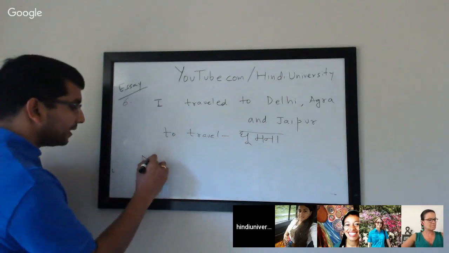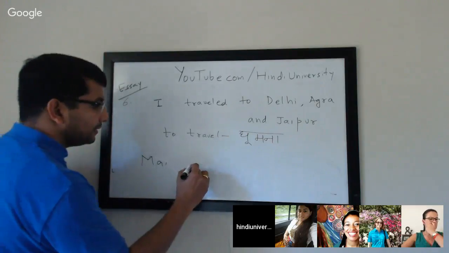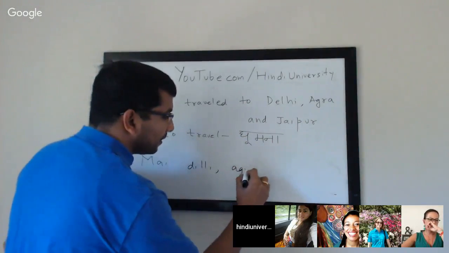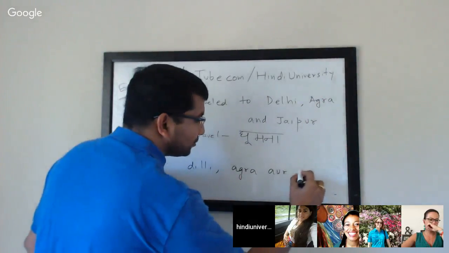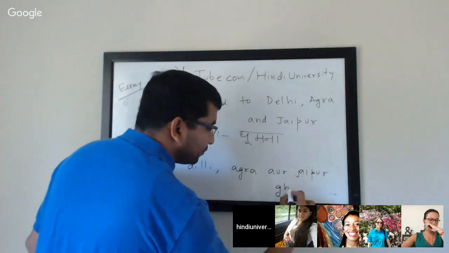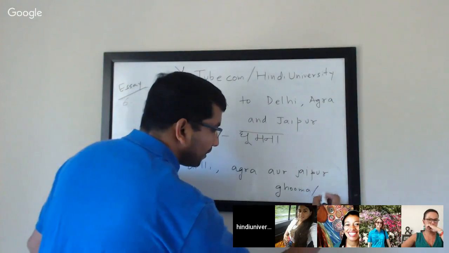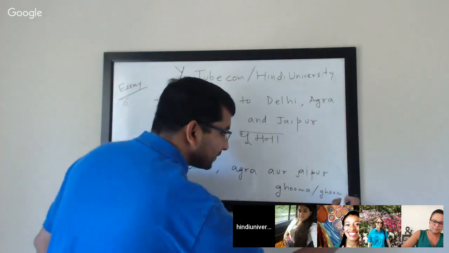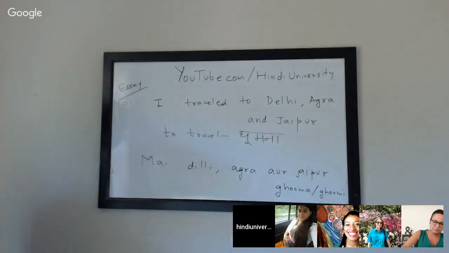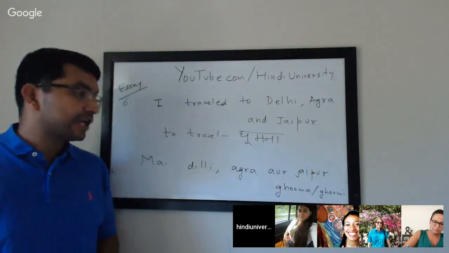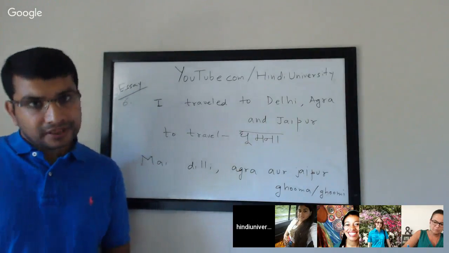So it will be मैं दिल्ली, आगरा और जयपुर. For a guy it will be घूमा, and for a girl it will be, as you have written down, घूमी. Okay, मैं दिल्ली, आगरा और जयपुर घूमा, और मैं दिल्ली, आगरा और जयपुर घूमी. You can also say मैं दिल्ली, आगरा और जयपुर में घूमा और घूमी.